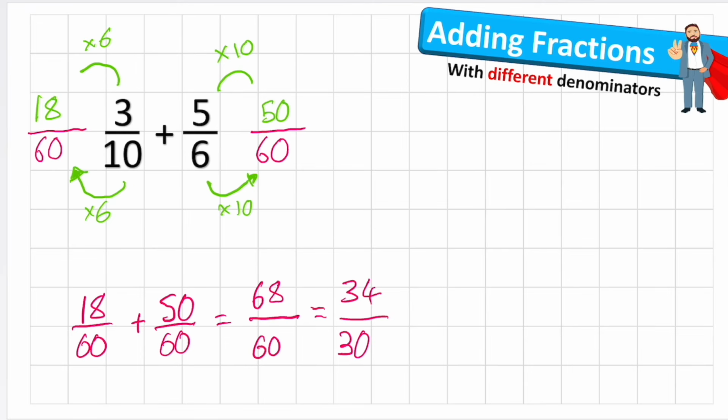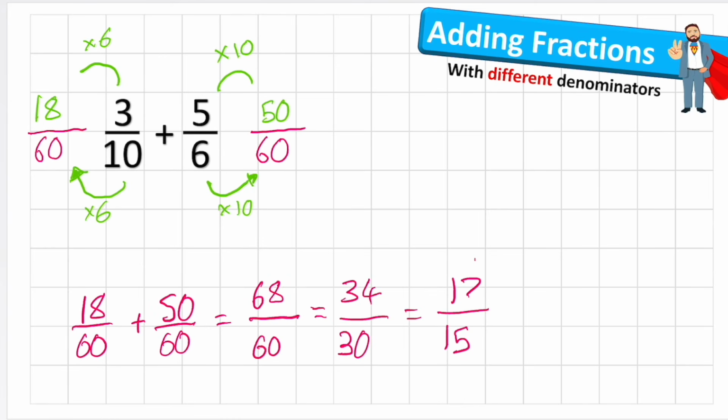But again, I can see that I can actually simplify this even further, because I can still divide this by 2. 34 divided by 2 is 17. And 30 divided by 2 is 15. Now this is quite common when I'm adding up, as we can see already, to end up with an improper fraction, a fraction with a bigger numerator than denominator. That's why in a previous video we've learned how to convert from improper to mixed number. If you haven't done that, go check that out, because we're going to do this quite quickly now.